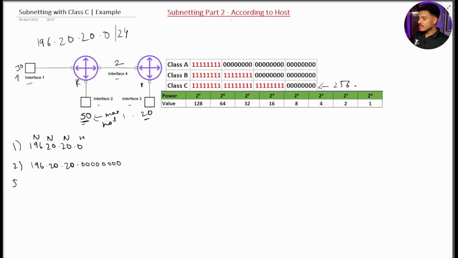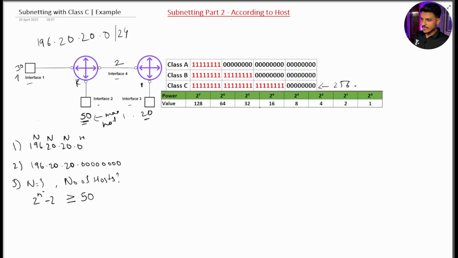Now in the third step, you have to find the value of n, and similarly we will also be finding the number of hosts that are possible. What was the max number of hosts that was required? It is 50. So we have to use the formula 2 raised to n minus 2, which should be greater than or equal to 50. We have to satisfy this condition. So what can we put in the power n, so that after subtracting 2 it will still be greater than or equal to 50?